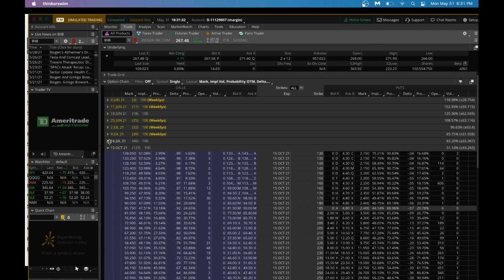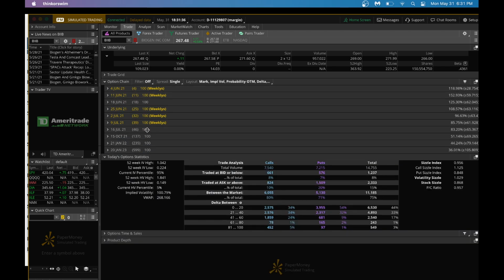And if I close this here, let's close everything. 46 days out, as you can see here, 83%. This is the implied move, 83. So it's a high IV, as you can see here. And looks like more folks are buying calls than puts. That's a good scenario. That shows many people are bullish here.